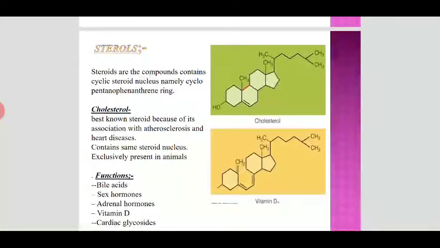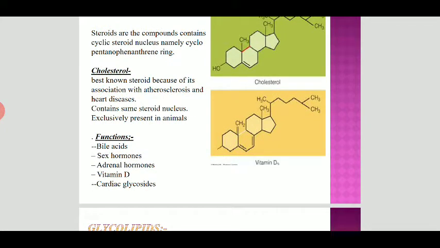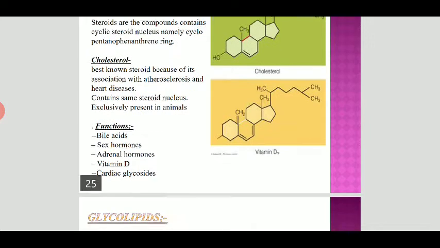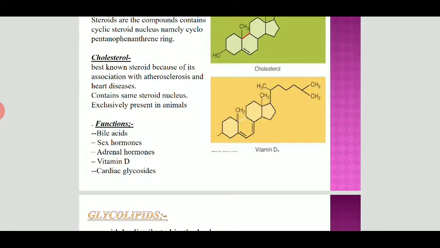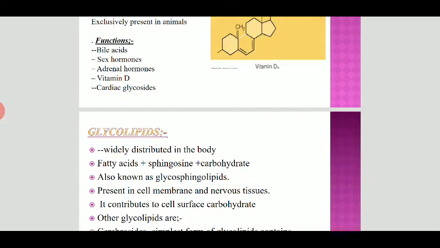Now, sterols. Sterols are compounds containing a cyclic steroid nucleus, namely the cyclopentanoperhydrophenanthrene ring. Cholesterol is the best known sterol, which can be produced by the body, and when we consume outside sources of fat, it gets converted into cholesterol, because of its association with atherosclerosis and heart disease. It contains the same steroid nucleus and is exclusively present in animals. The functions of cholesterol are bile acid production, production of steroid hormones, and it is also essential for the adrenal hormones, vitamin D, and cardiolipin.